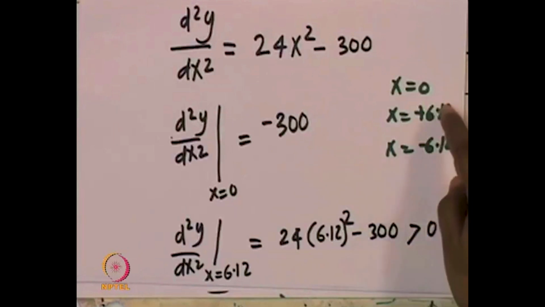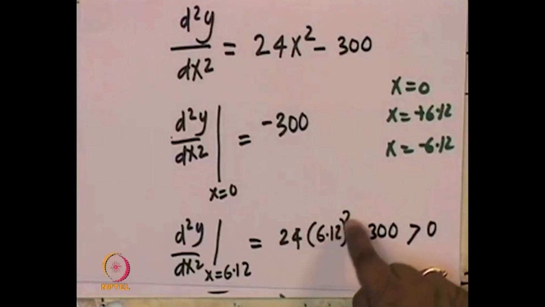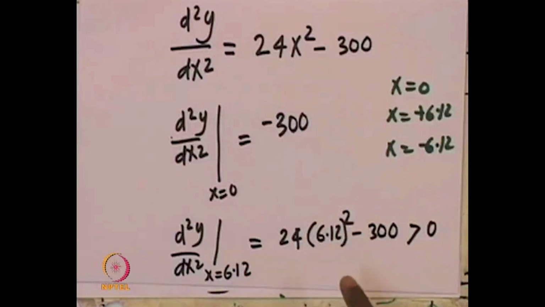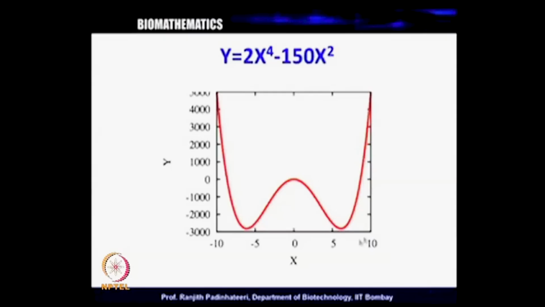So at plus and minus 6.12, the squares of plus 6.12 and minus 6.12 are the same, so in both cases you have this particular value. The value of the second derivative is greater than 0. What does it mean here? It means it's a minimum. So here and here you have second derivative greater than 0.